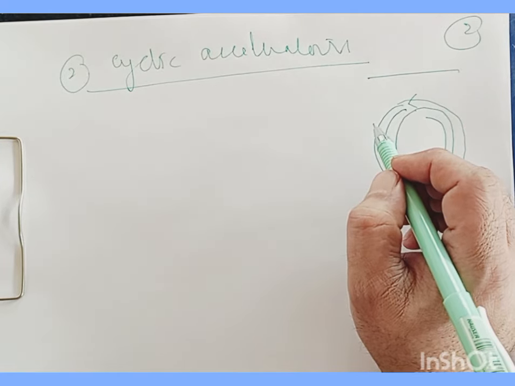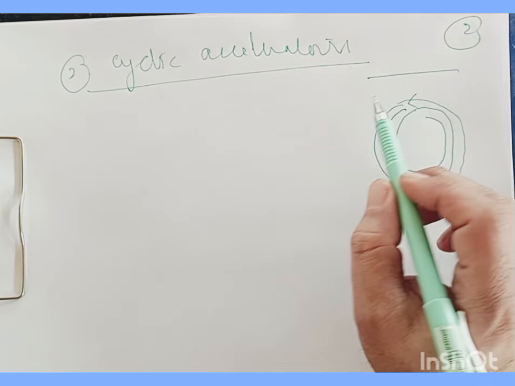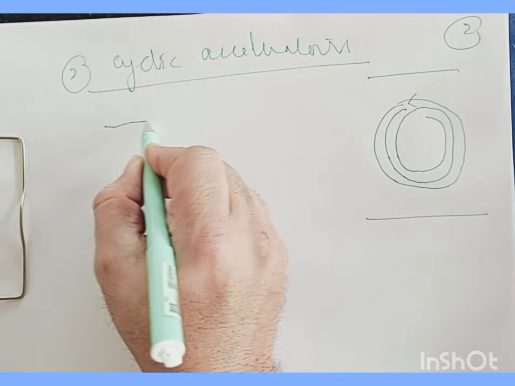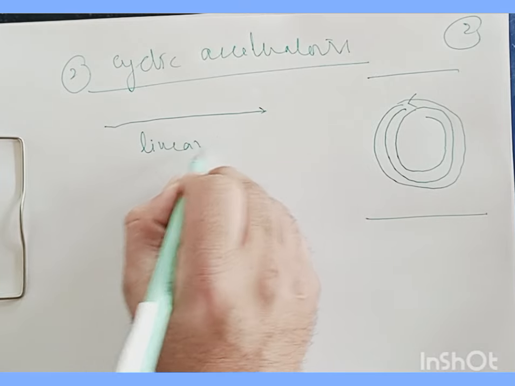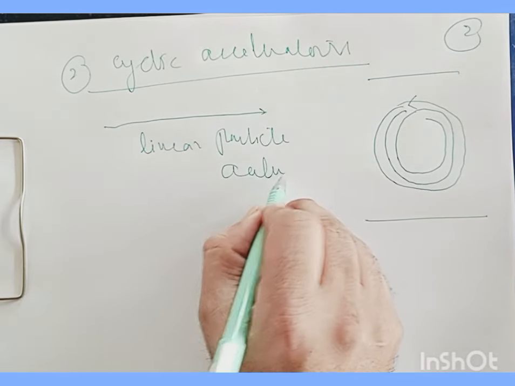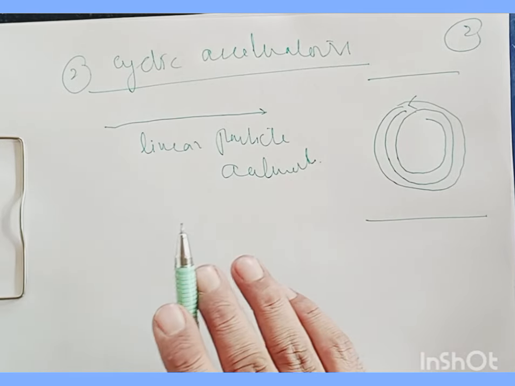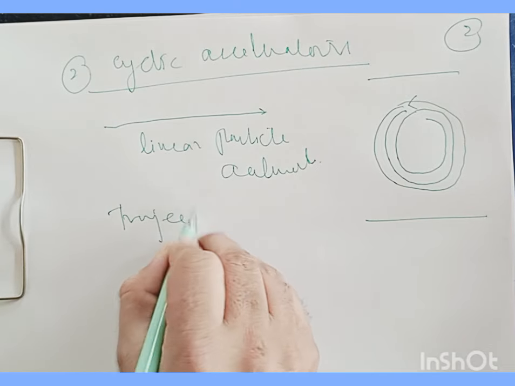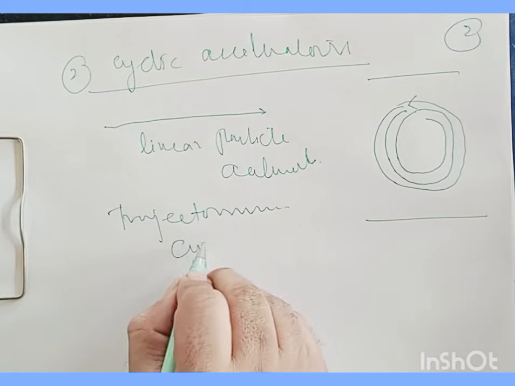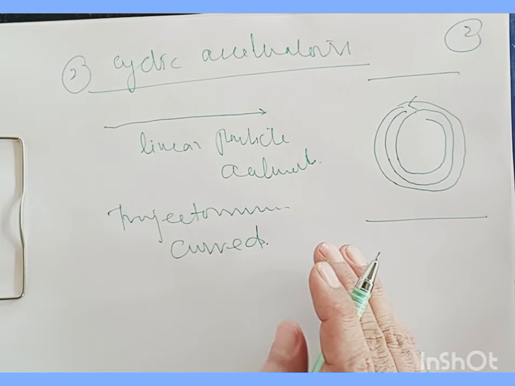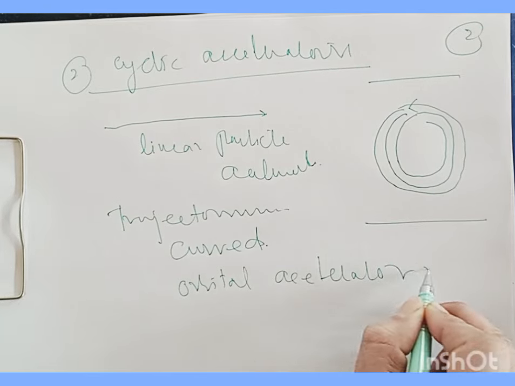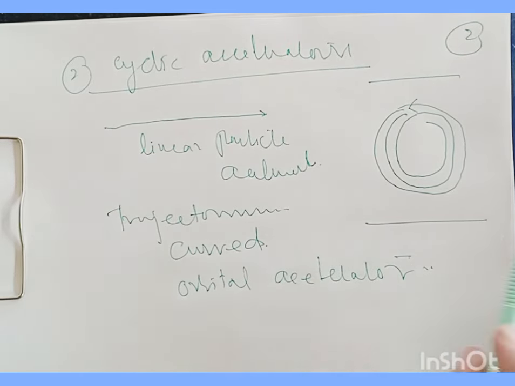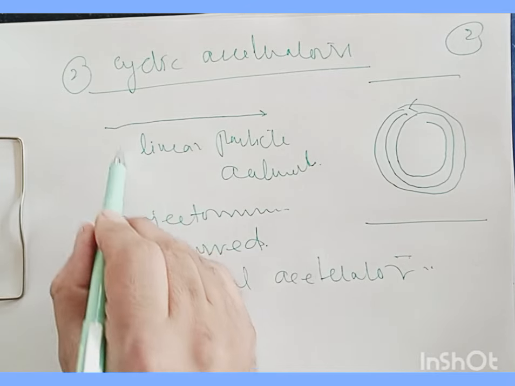So if the trajectories of the particles are straight, the corresponding machine is called a linear accelerator. So if the particle is moving in a straight direction, we call this a linear particle accelerator. And if the trajectories are curved, they are simply called orbital accelerators. So if the charged particles move linearly with the electric field and magnetic field applied on them, then we call it a linear particle accelerator.